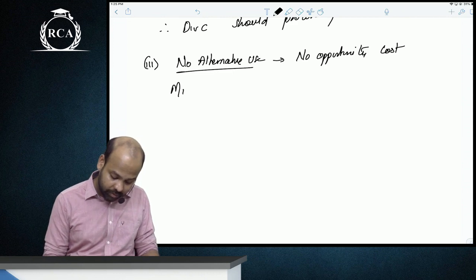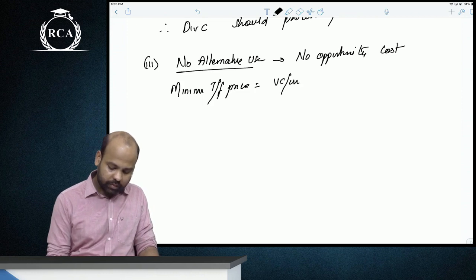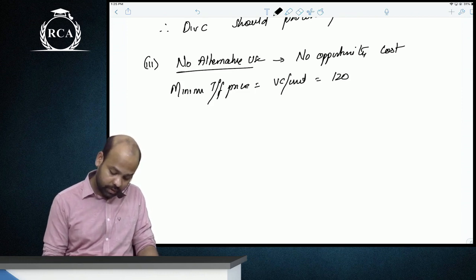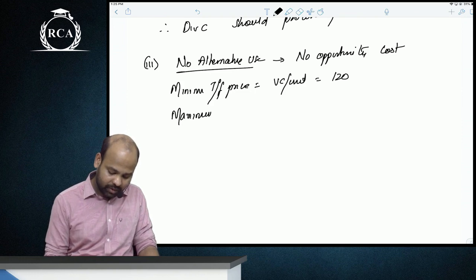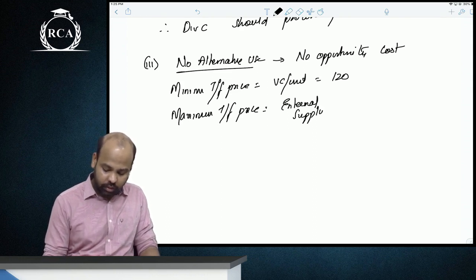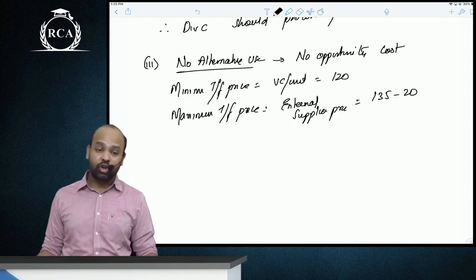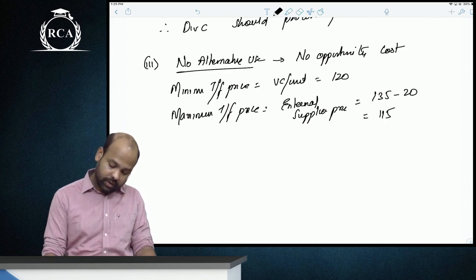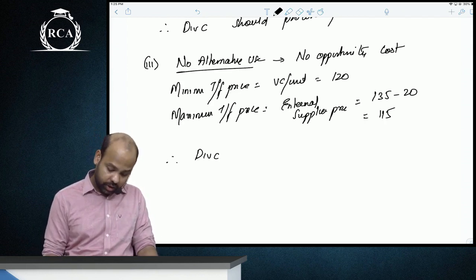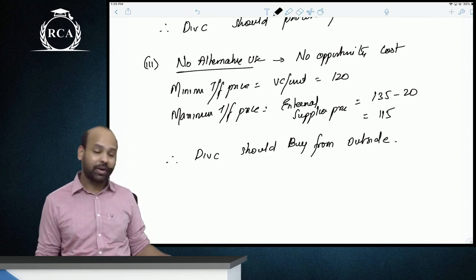Here it says guys, your minimum transfer price will still be your variable cost per unit, which is 120 rupees. Whereas the maximum transfer price, that is your external supplier price. This is from the viewpoint of the entire organization. You can always compare variable cost per unit, that is relevant cost of manufacturing, with the external price also, 115. Therefore, division C should buy from outside. Our own variable cost of manufacturing is more guys. External supplier price is less.